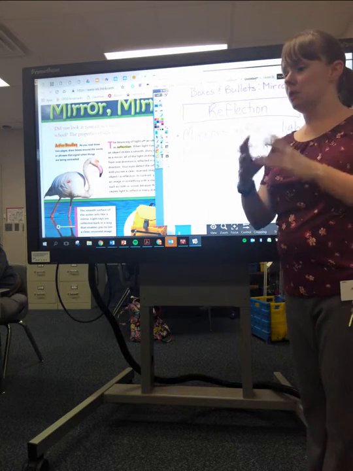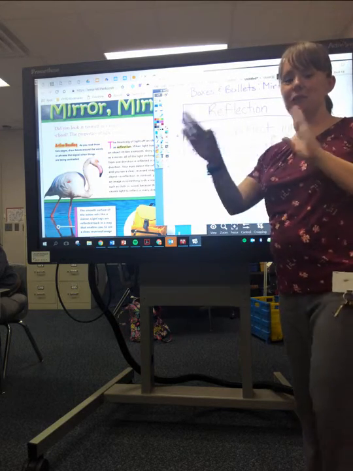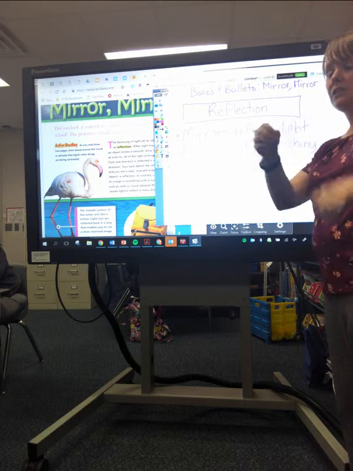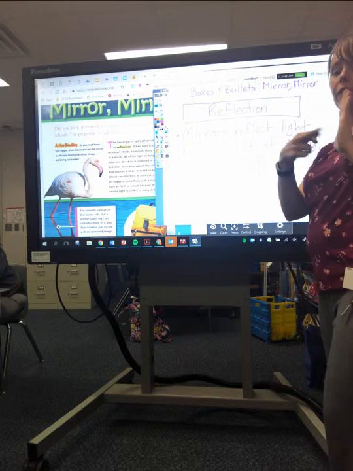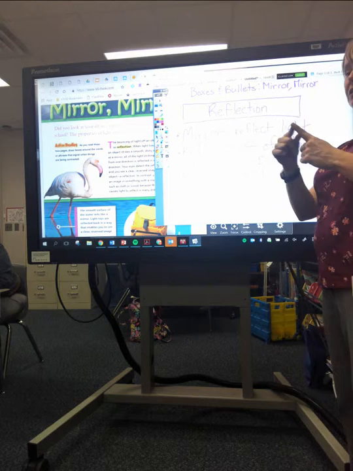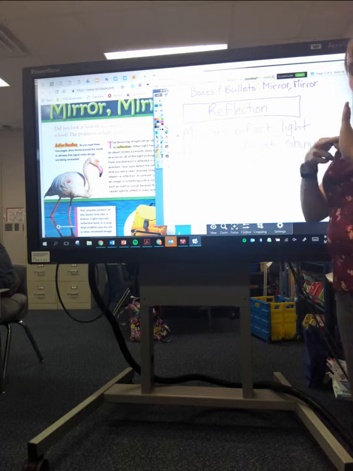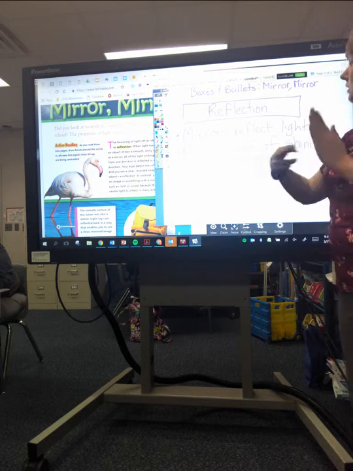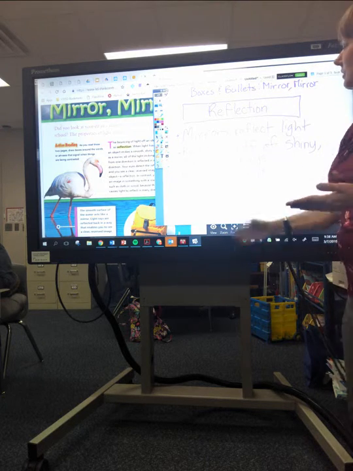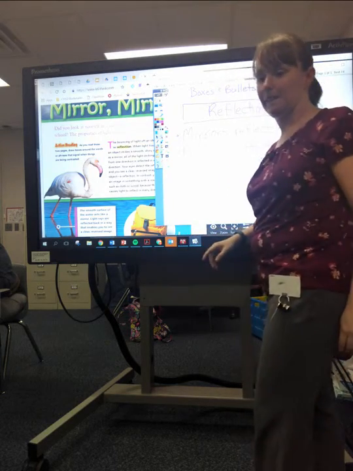It's not a bouncing ball. It's not a bounce house. It's bouncing light. So that's an example of boxes and bullets for reflection. Let's read them together. I want you to sign with me. Ready? What's the word? Reflection. Mirrors reflect light. Reflects off of shiny, smooth things. And it's bouncing light. Yeah.